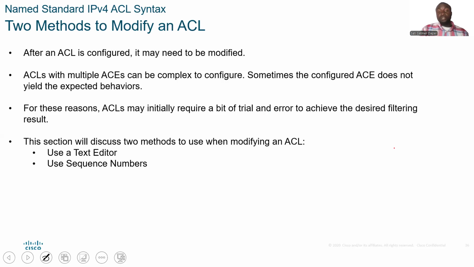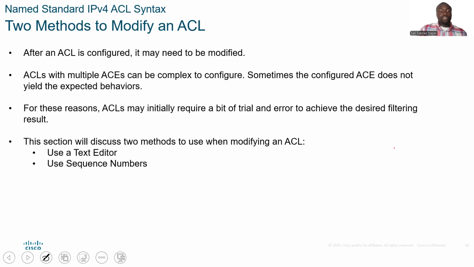Two methods to modify the access list. After an access list is configured, it may be modified in case you made a mistake, or in case your traffic changes, or there is a different policy in the organization. Access lists with multiple access control entries can be complex to configure, so sometimes the configured access list does not yield the expected behavior. For these reasons, access control lists may initially require a bit of trial and error to achieve the desired filtering result.